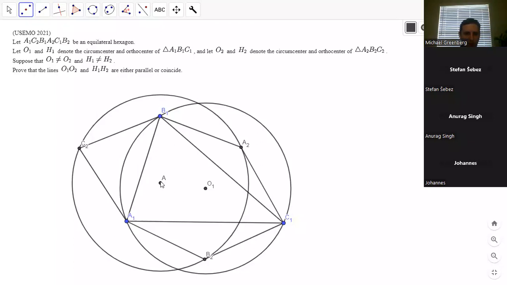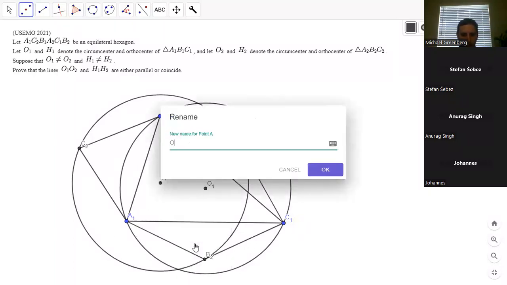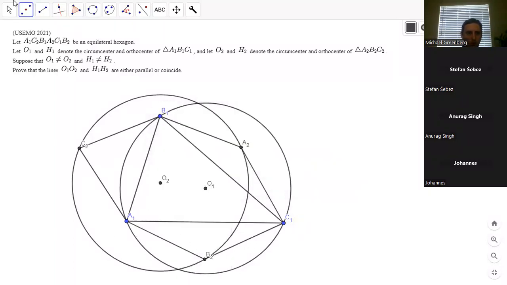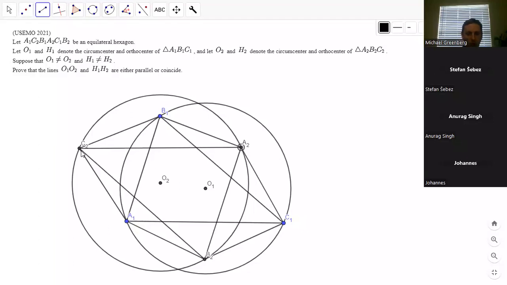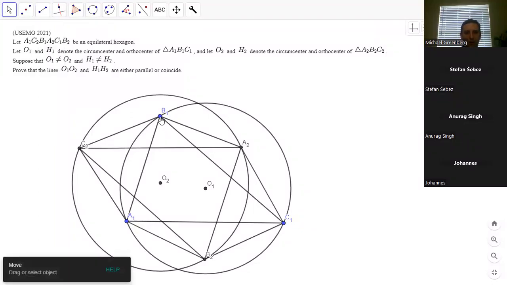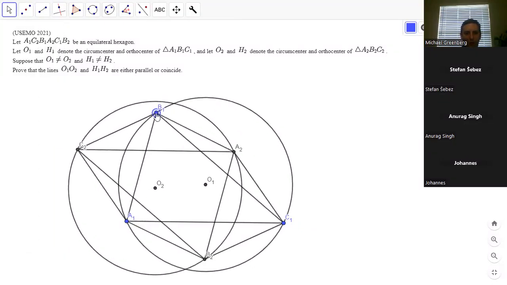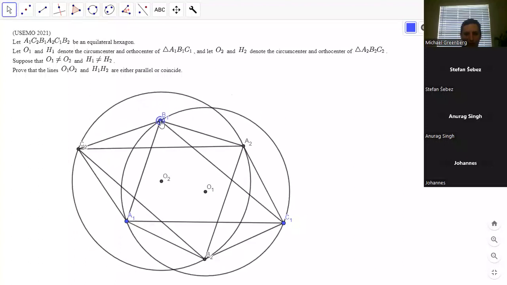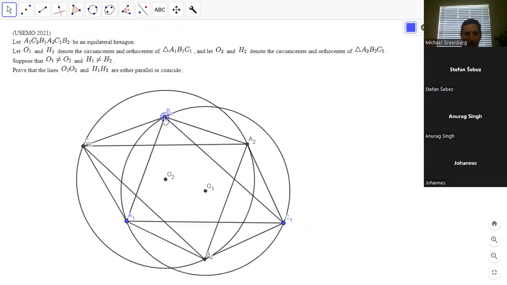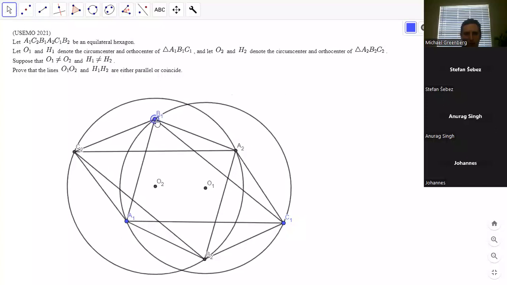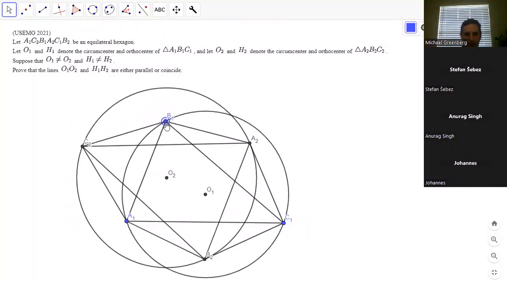O1, O2. Might as well draw this triangle. And then H1 and H2. Is that always true that they're congruent like this? Is that obvious? Or are they congruent? I think so.